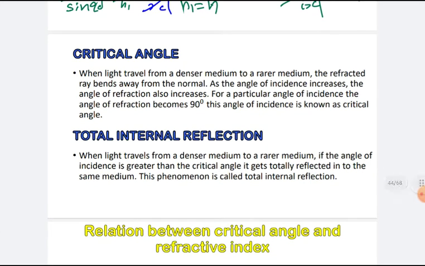Total internal reflection. When a light ray travels from denser medium to rarer medium, if the angle of incidence is greater than the critical angle, it gets totally reflected into the same medium, and this phenomenon is called total internal reflection. We'll draw.